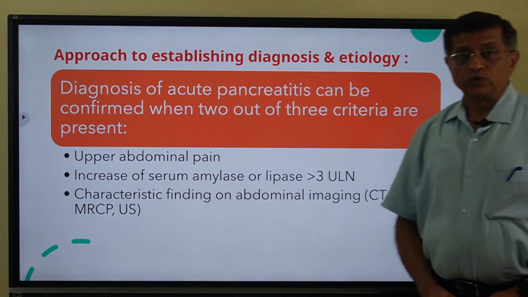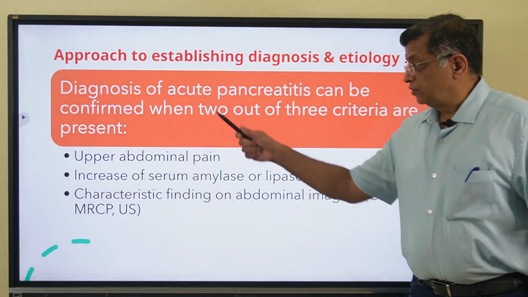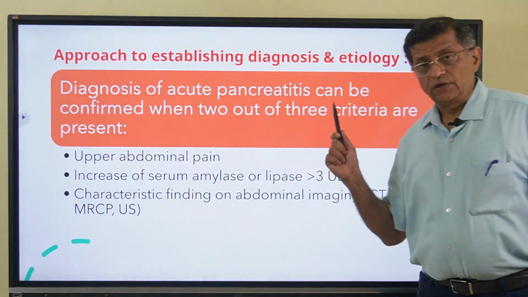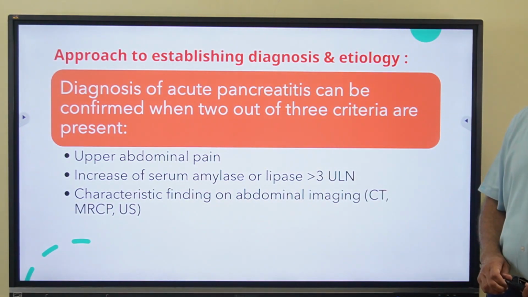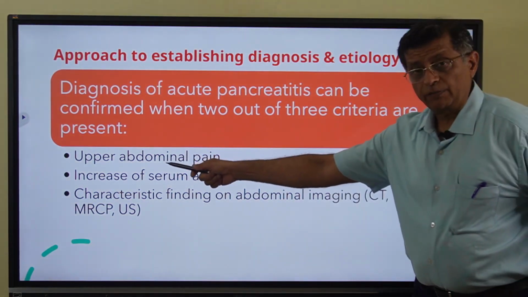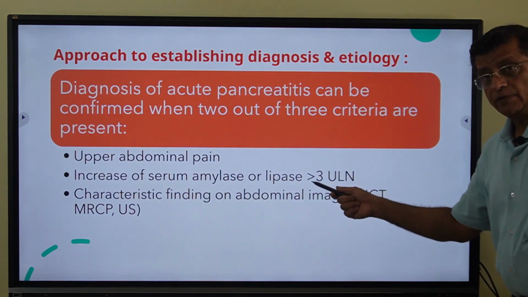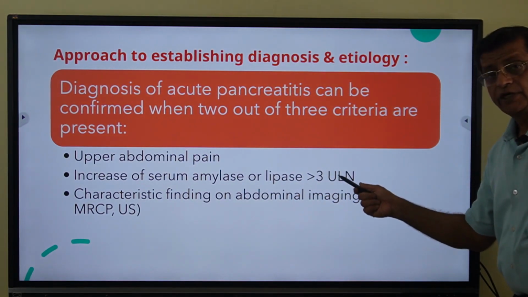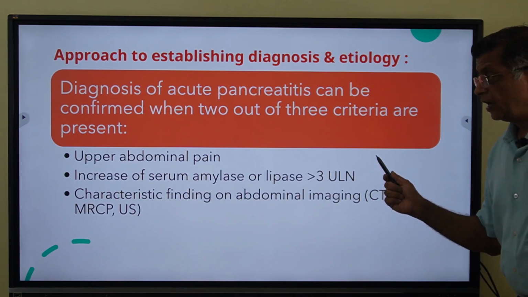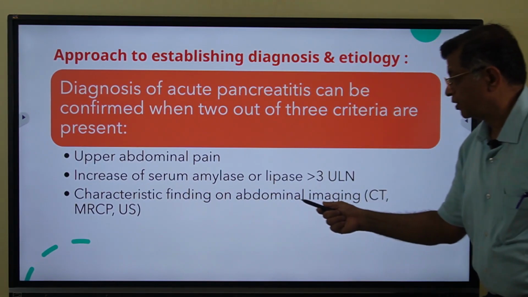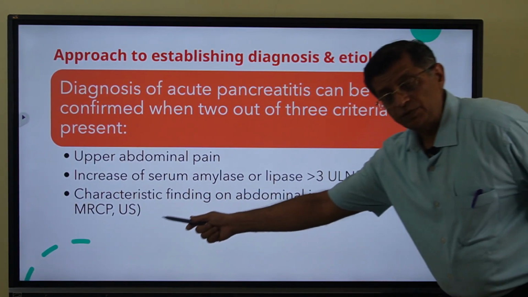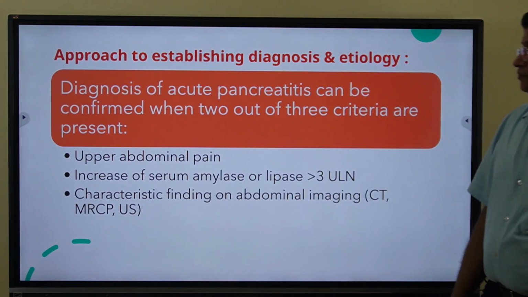Now, how do we diagnose a case of pancreatitis? If 2 of these 3 findings are present, you can easily diagnose a patient with acute pancreatitis. First is upper abdominal pain. Second is an increase in serum amylase or lipase or both to more than 3 times the upper limit of normal. And third, a characteristic finding in abdominal imaging: CT, MRCP or ultrasonography.